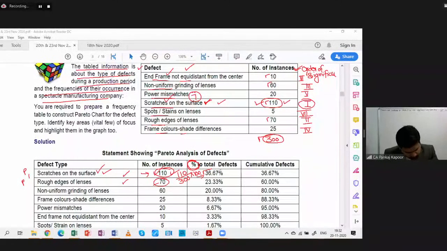Absolutely fine. 110 wala. Yes, Sanjay. Okay, moving further. I hope now it is clear to you.